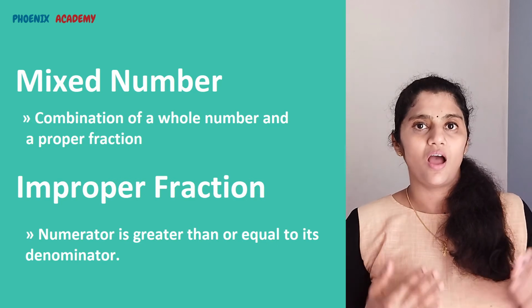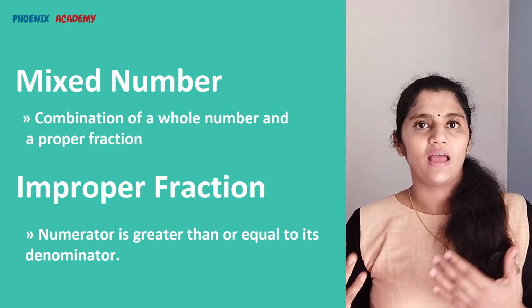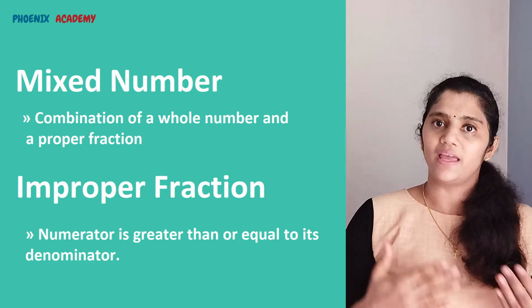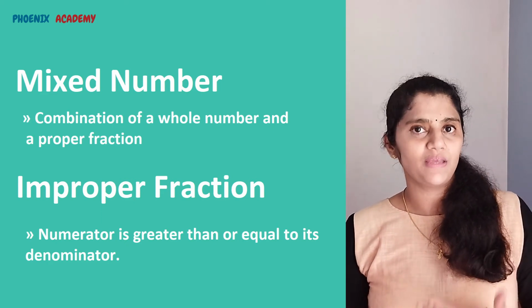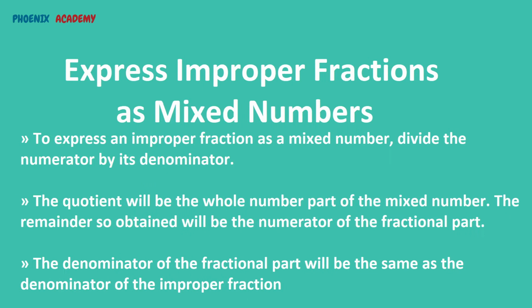Now let's see how to express a mixed number as improper fraction and an improper fraction as a mixed number. To convert the improper fractions into mixed number, we should divide the numerator of the given improper fraction by its denominator. The quotient will be the whole number part and the remainder so obtained will be the numerator of the fractional part. The denominator of the fractional part will be the same as that of the improper fraction.